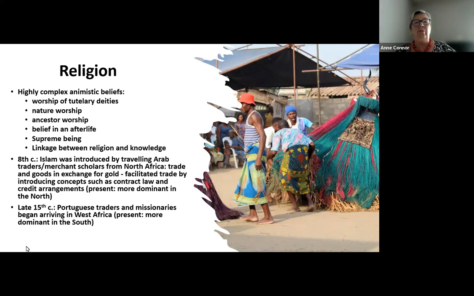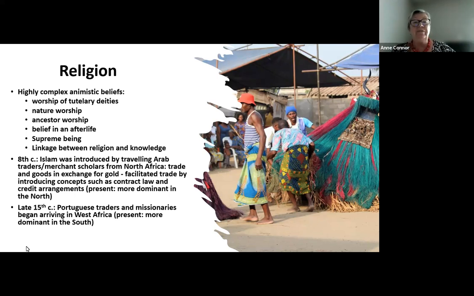In the 8th century, Islam was introduced by traveling Arab merchants, often scholars from North Africa, and goods were exchanged for gold. There is a lot of gold in that part where Ghana is. They facilitated the trade by introducing concepts such as contract law and credit arrangements, that were very dominant in the north, because the whole coast had these merchants coming from the Middle East and continuing to Spain at that time. So they started coming down just because they knew there was gold and other precious metals. And so they would exchange their goods for the gold.